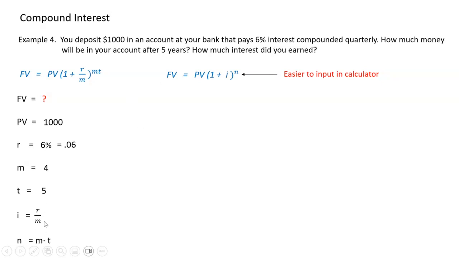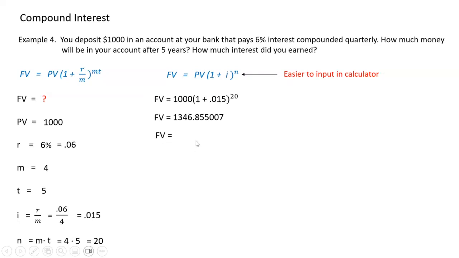Now the i is r divided by m. My r is 0.06 and my m is 4, which will give us 0.015. And my n is m times t, so it will be 4 times 5, which will give us 20. And we just plug into the formula just the way it is, right? There's my present value. My i is 0.015 and my n is 20. And it's very simple to enter into the calculator.